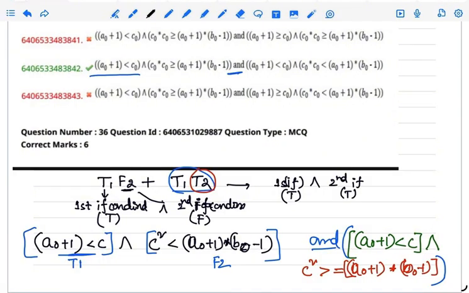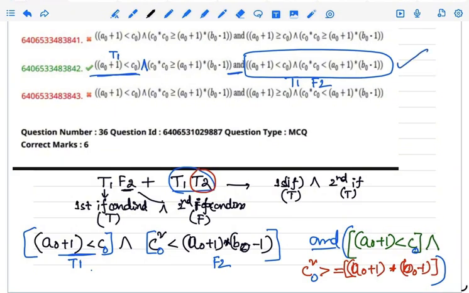A0 plus 1 less than C0. I forgot to write C0. So C0. So this is the first condition, so that is T1 true. So this one is T1, F2: C0 square less than A0 plus 1 times B0 minus 1. Okay, so this one is correct.